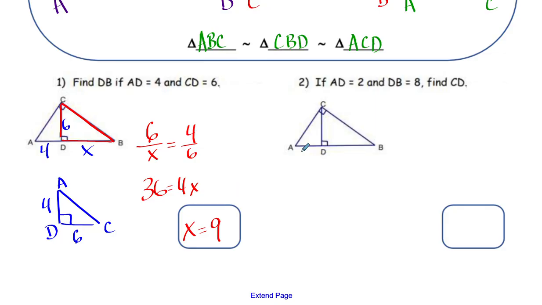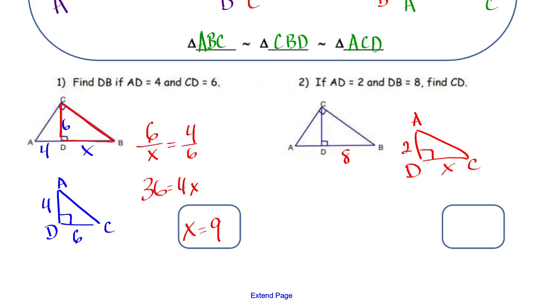Same kind of thing on this one. I have AD is 2, DB is 8, CD is what I'm trying to find. So I'm going to imagine this reorienting the exact same way. Just tip it over so that C ends up where B is. C drops down, A comes up, and D just pivots. AD is 2, CD is x.